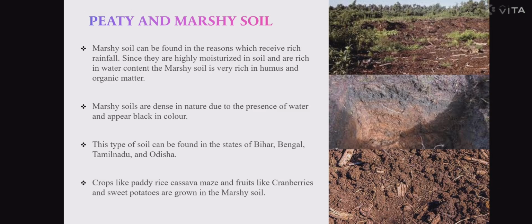Peaty and marshy soil can be found in the regions which receive heavy rainfall. Since they are highly moist and rich in water content, marshy soil is very rich in humus and organic matter. Marshy soils are dense in nature due to the presence of water and appear black in color. These can be found in Bihar, Bengal, Tamil Nadu, and Odisha. Crops like paddy, rice, cassava, maize, and fruits like cranberries and sweet potatoes are grown in the marshy soil.